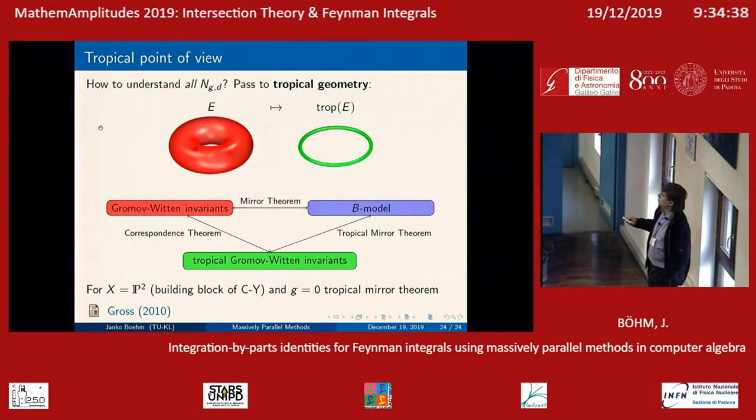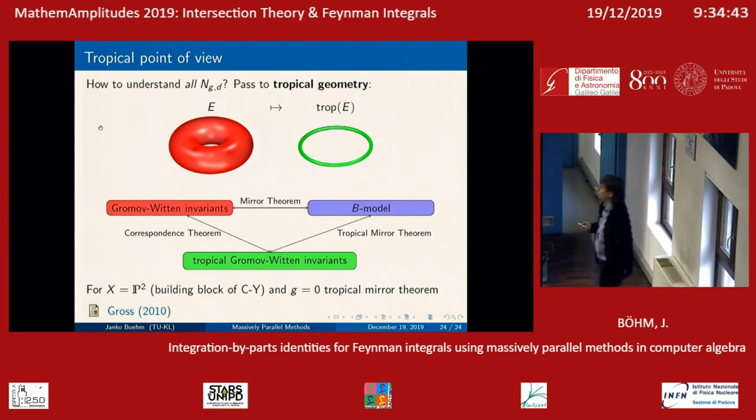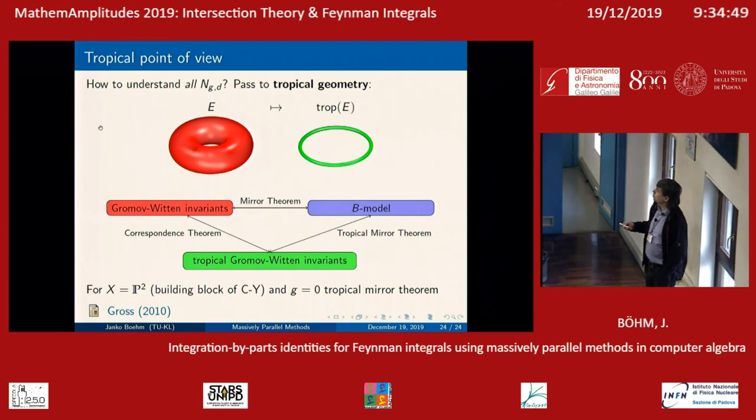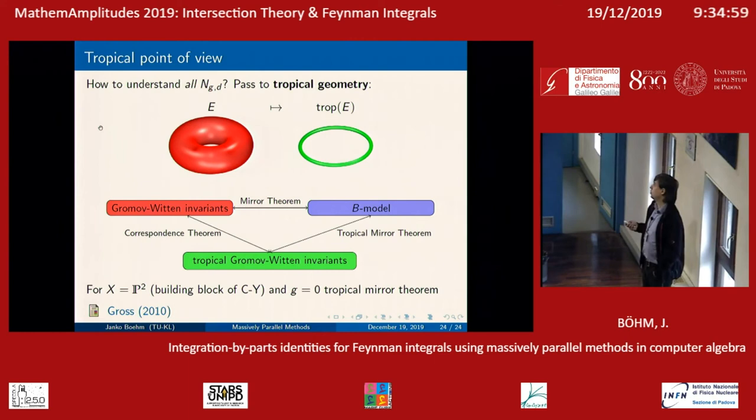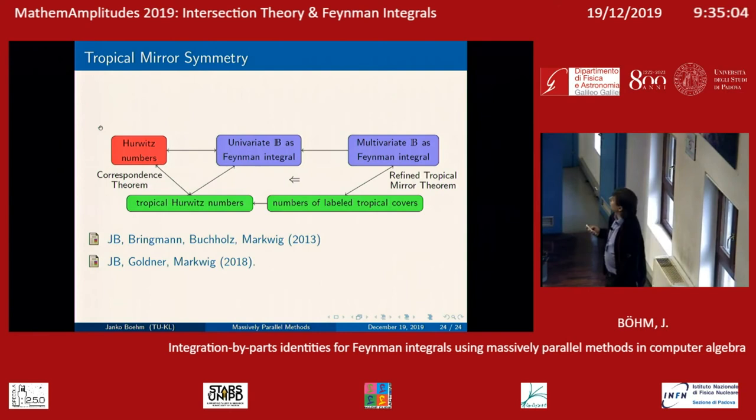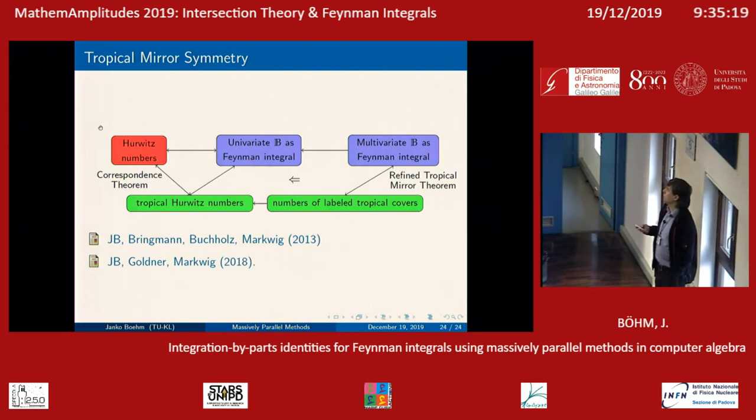So this whole idea goes back to Gross and Siebert. So Mark Gross had a result for P2, which you can think of as a building block of a Calabi-Yau. So you can piece together a Calabi-Yau surface out of several P2s. But the piecing together is still kind of a mystery in many situations. And so we refine this whole idea a little bit for this elliptic curve by making a finer version of mirror symmetry, which implies the mirror symmetry you are interested in. And we also extended it further.